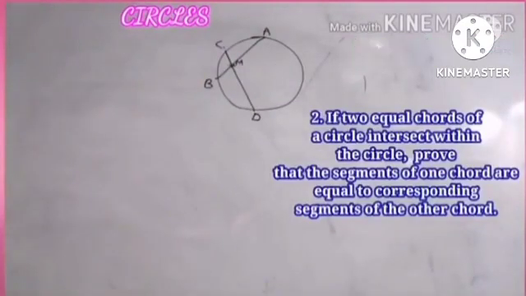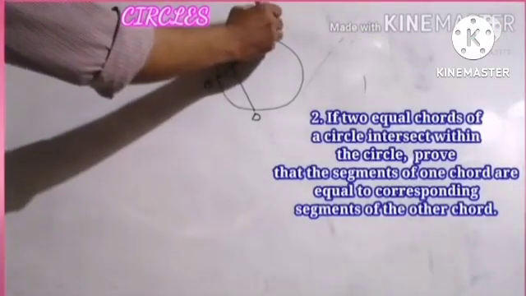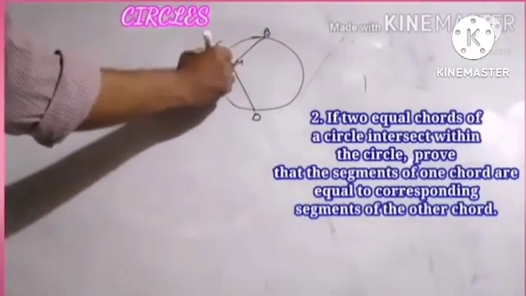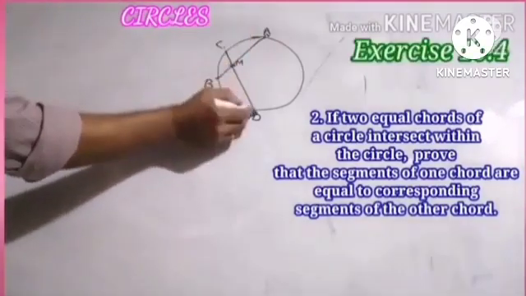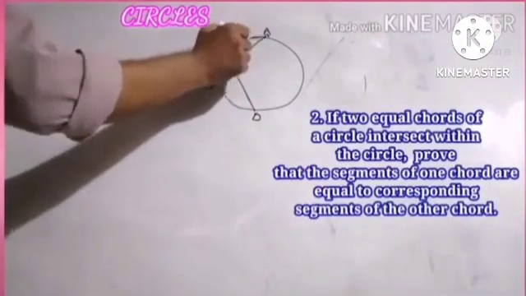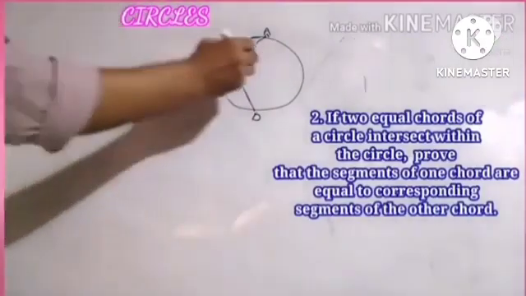That is the question. Prove that the line segments of one chord are equal to corresponding segments of the other chord. The line segments formed on AB are AM and BM, equal to the corresponding DM and CM, because AM is bigger here, DM is bigger. So first prove AM equal to DM, second prove CM equal to BM. Okay, so let's start here.